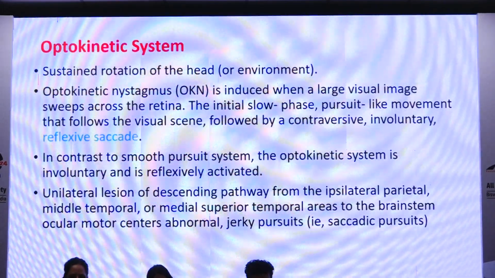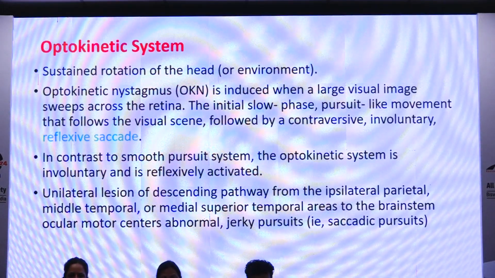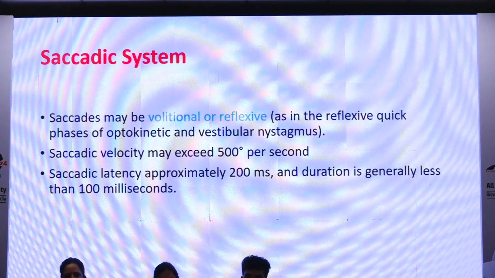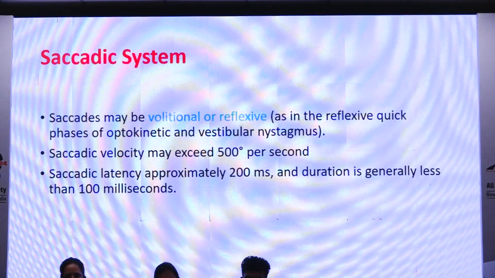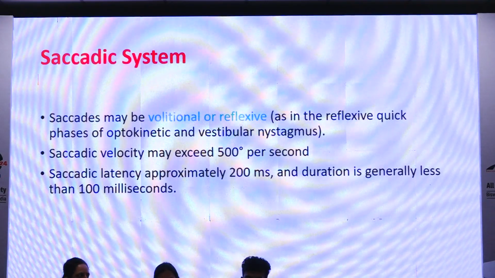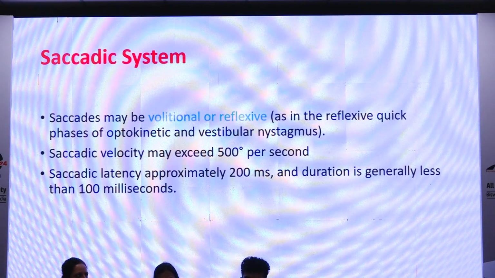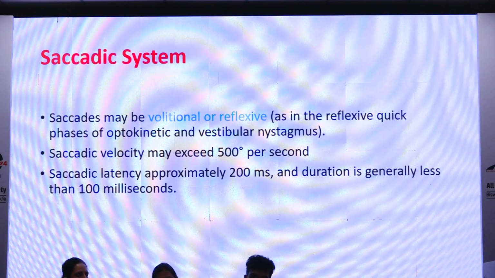So what happens in the optokinetic system? It can be tested clinically with a drum, optokinetic nystagmus. When we move the eye in one direction, there will be a contraversive, involuntary reflexive saccade. So this is the optokinetic system. Now coming to the most common, clinically very much tested in central neurological disorders, the saccadic system. It can be volitional and can be reflexive.